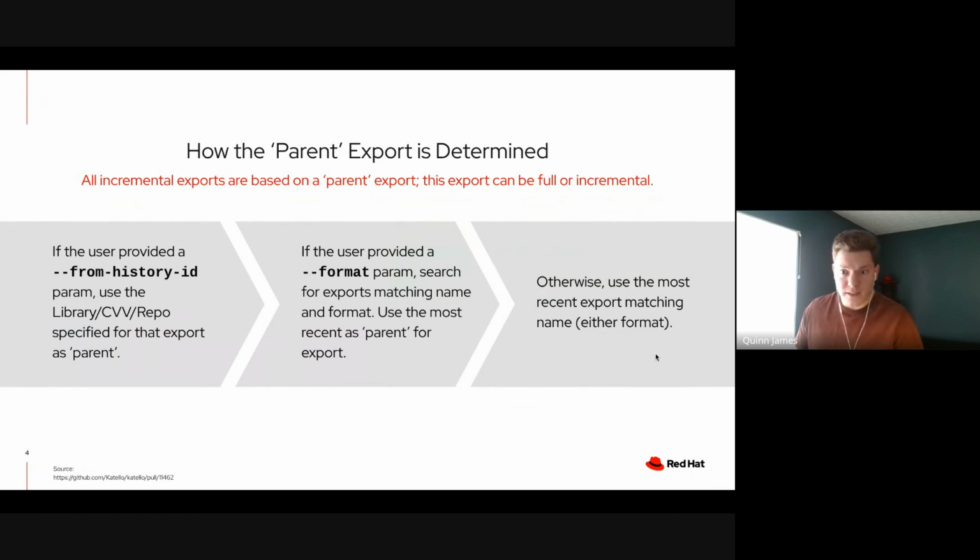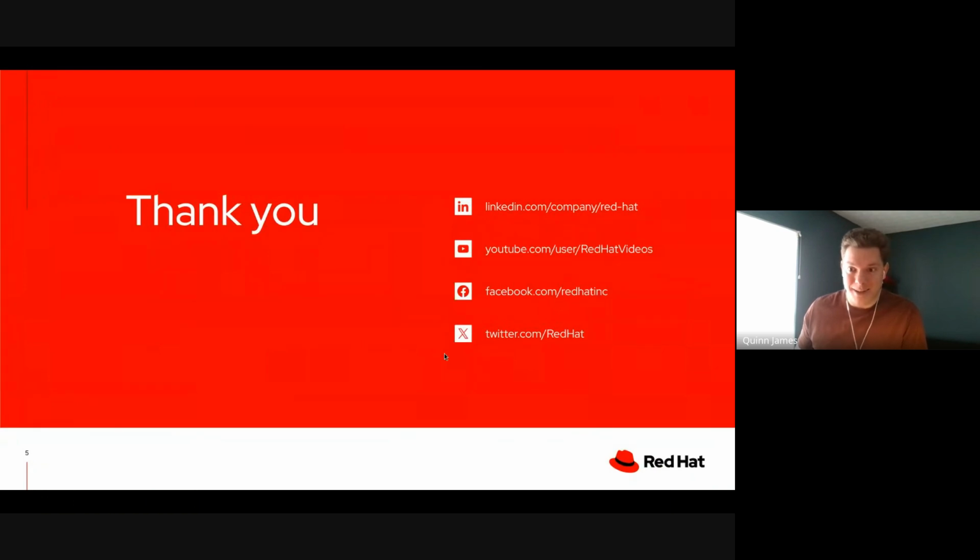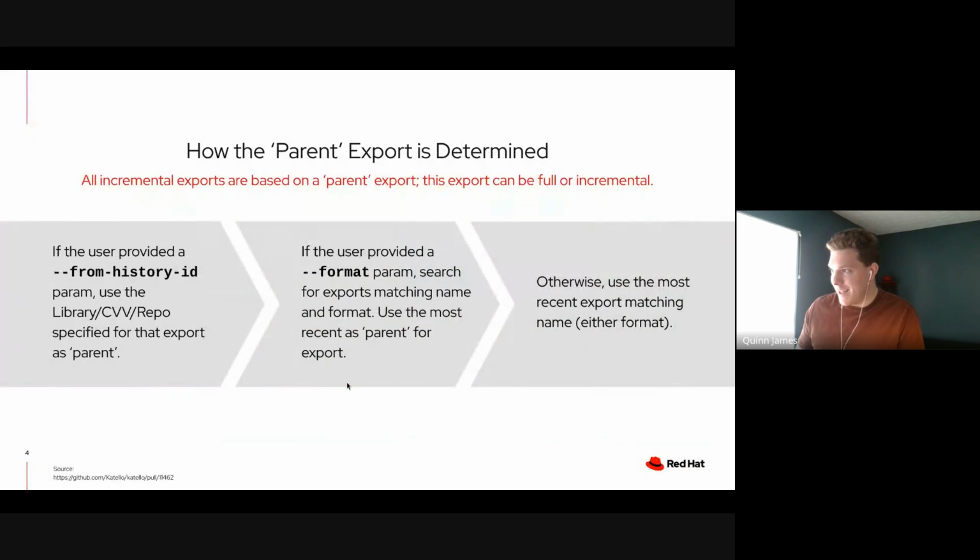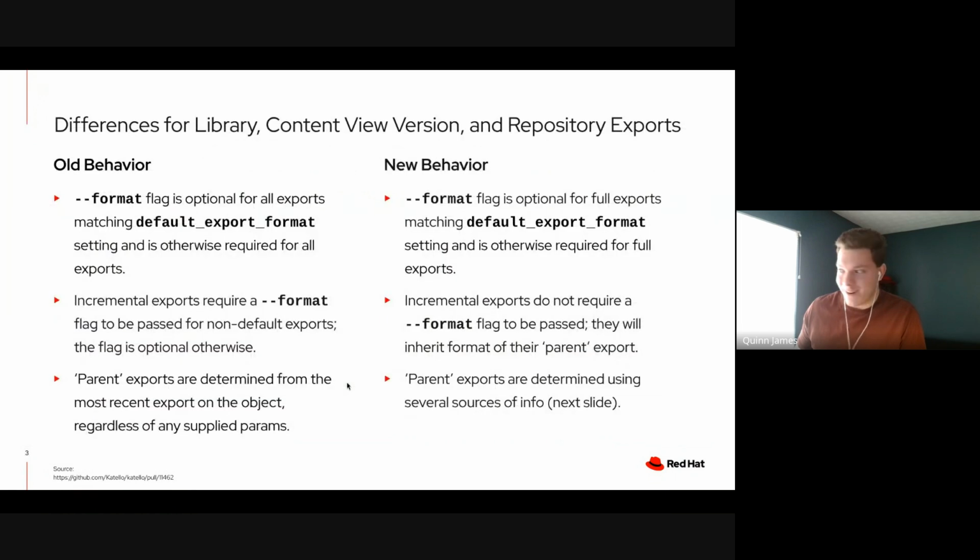There are some differences to this because it's handled a little bit differently to fix up some bugs. I don't really want to go too in detail on that. And I think that's it. I can take any questions on this. And I apologize if my explanation wasn't the most robust, but I'm happy to answer any questions that users have. The big picture ideas are that format is not really required for incremental exports anymore, and the parent can be set directly by the user using the from history ID flag.